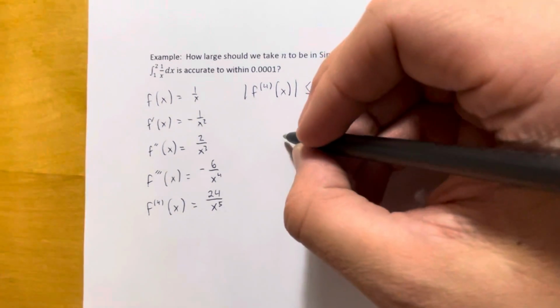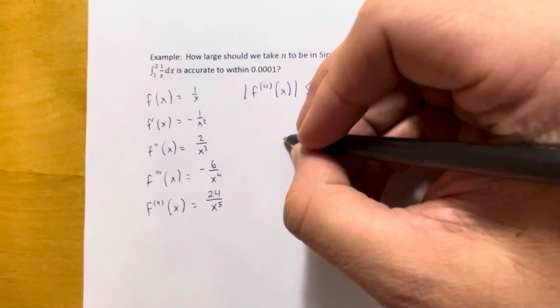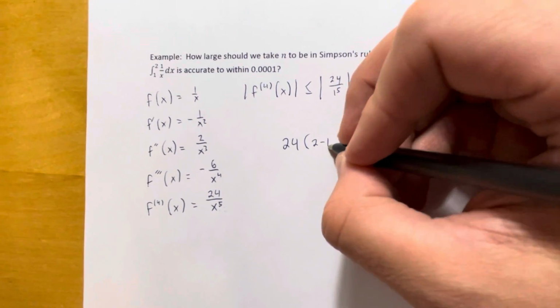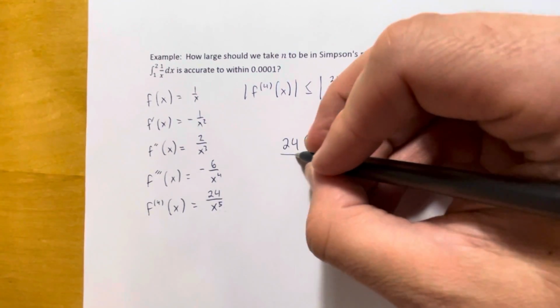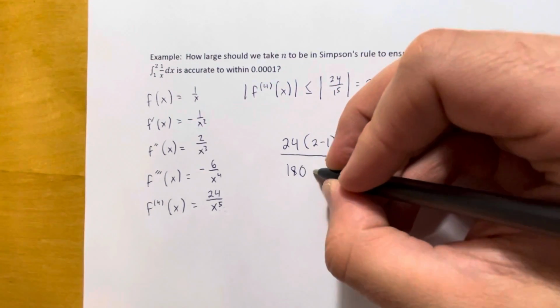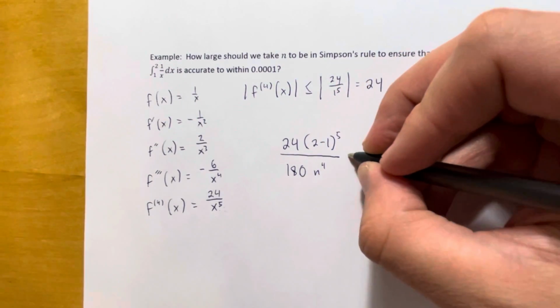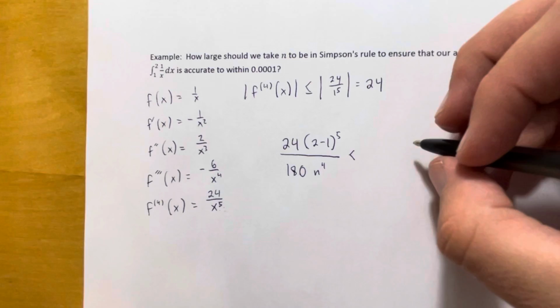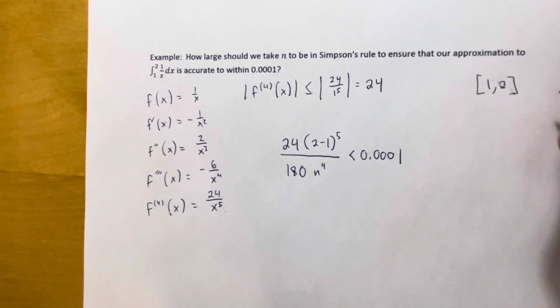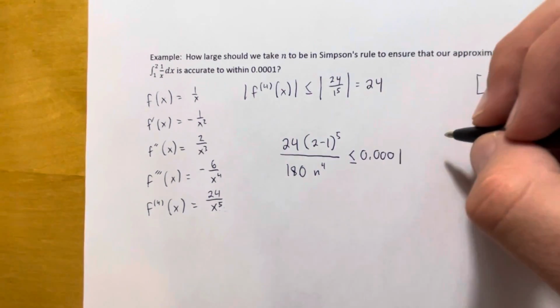So now Simpson's rule said that we had k, which was 24, times b minus a, or 2 minus 1, to the fifth power, over 180 times n to the fourth. And we want to keep that less than 0.0001. I could also say less than or equal to, but I'm going to get the same answer either way.